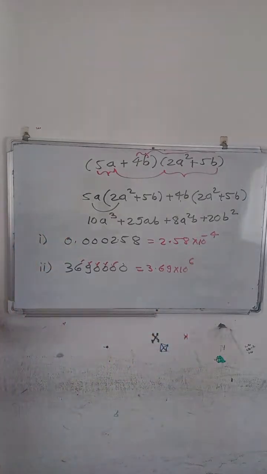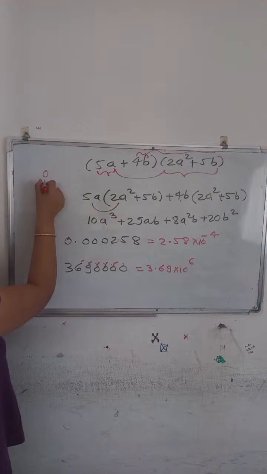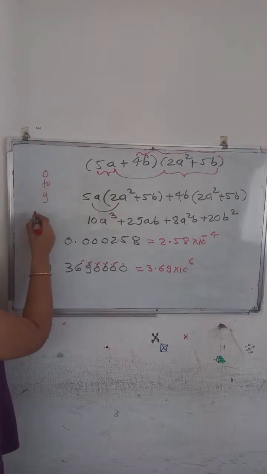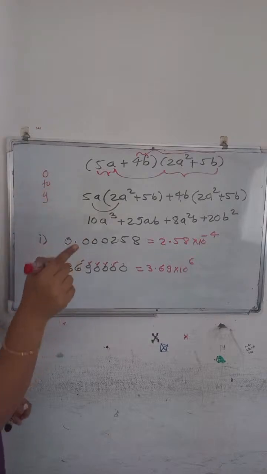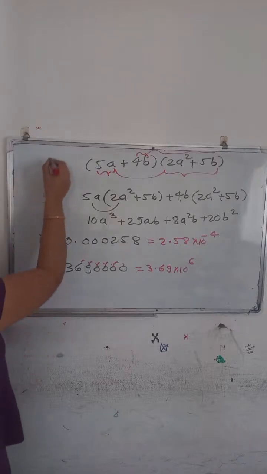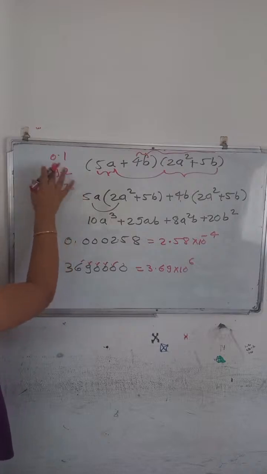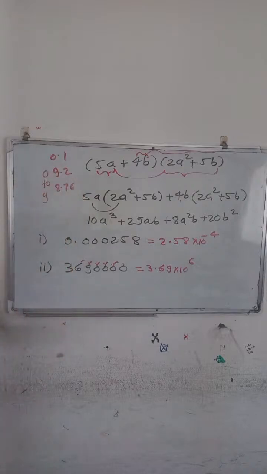Can you get how to convert into standard form? Standard form means we have to write the numbers between 0 to 9. Okay, means we are not writing numbers like 11.2 or 91.1. These are not standard numbers. We are writing the answer 0.1 or 9.2 or 8.76. So these numbers are known as what? Standard format. So we are converting here to standard format.